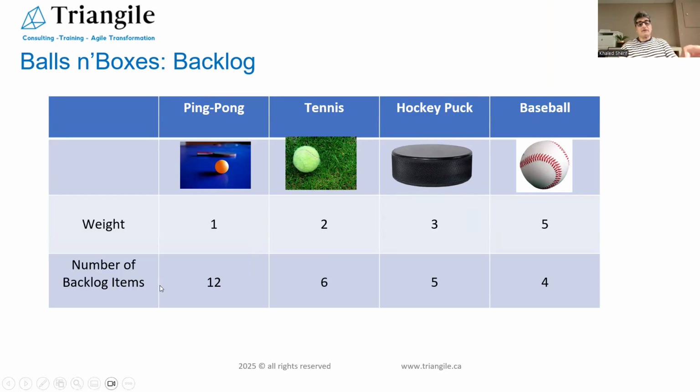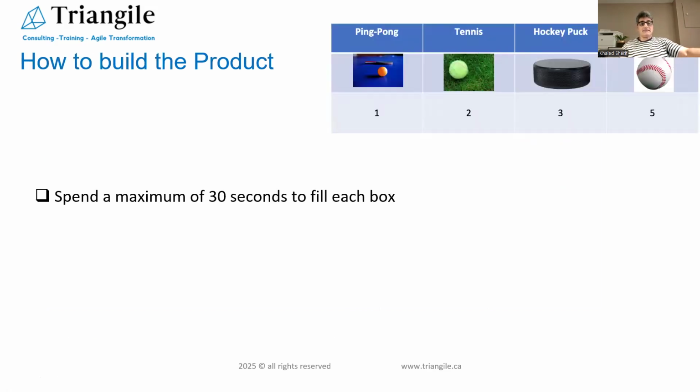I have 12 of the ping pong, six of the tennis, five of the hockey pucks, and four of the baseball. If I wanted to figure out the total weight of my product, I can simply multiply the weight by the number of backlog items. So 1 by 12 is 12, 2 by 6 is 12, 15, and 20. So the whole pocket here is basically full of 59.